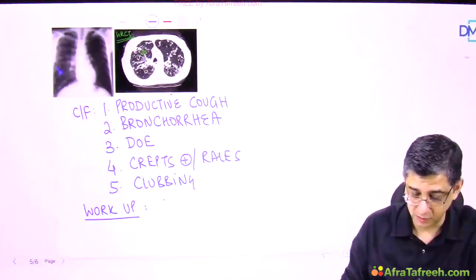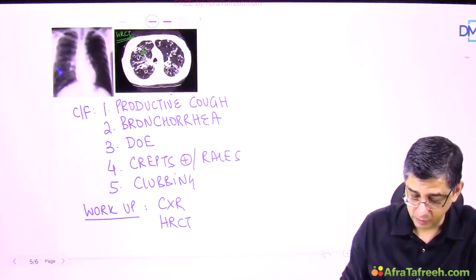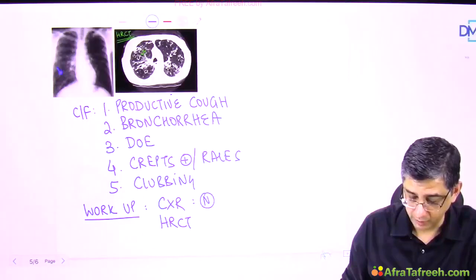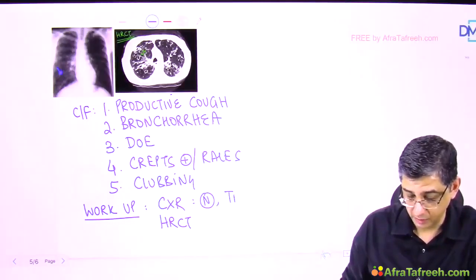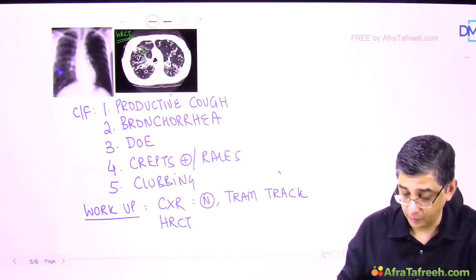The investigations are chest X-ray and a HRCT chest. Chest X-ray will be normal in many cases. Rarely you could have an image where, especially in the lower lobes, you could be having a tram track appearance.